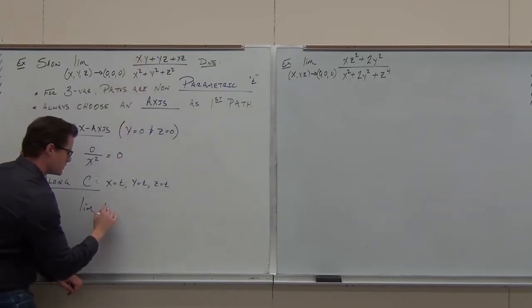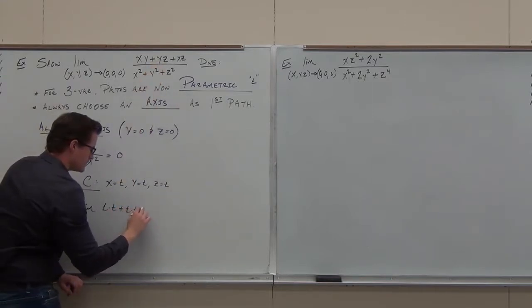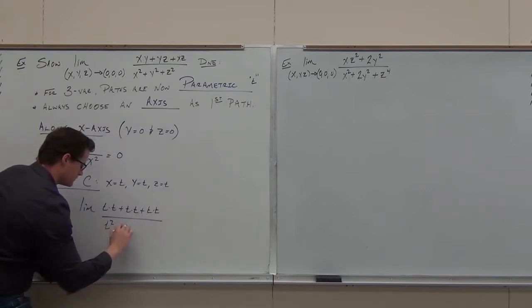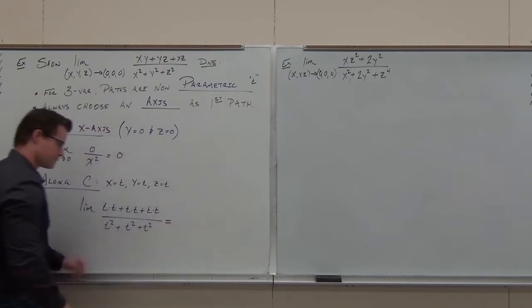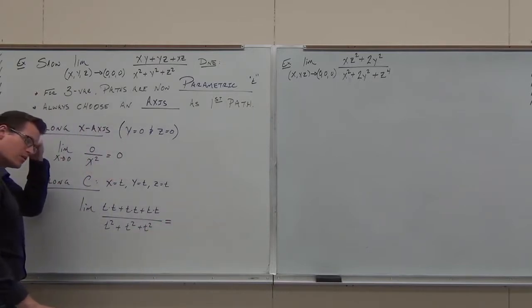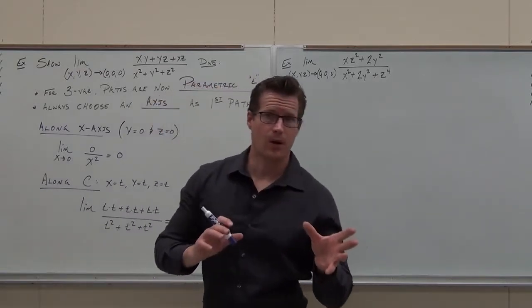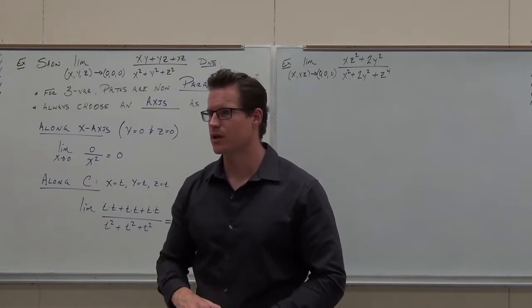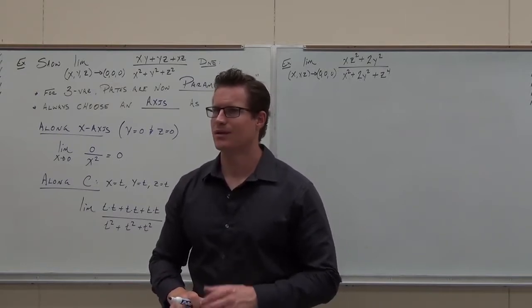t, t, t squared, t squared, t squared. Super fun. Hey, what now? Now this is an interesting question. What is now our independent variable, since we basically just parameterized this function? T. What's t approaching? 0.